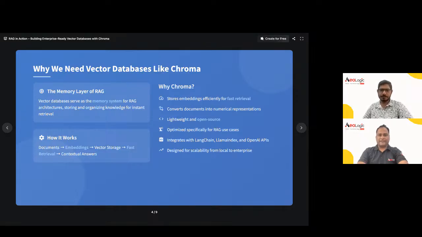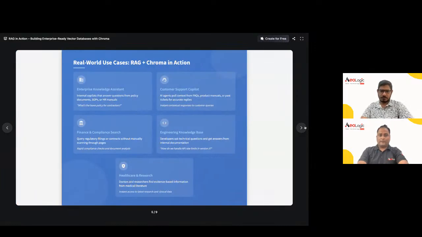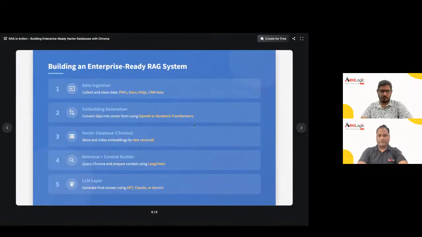The second one is embedding generation. Now we convert our data into vector form using models like OpenAI or sentence transformers. The third one is the vector database. Today we are using Chroma for this. It stores and indexes those embeddings for fast retrieval. The fourth one is retrieval plus context builder. It uses a framework like LangChain to query Chroma and prepare the context.